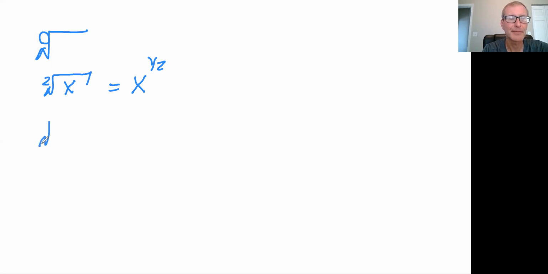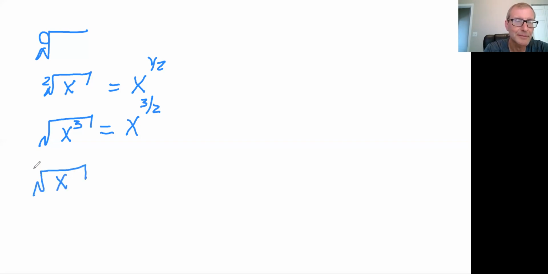Say you had the square root of x cubed. You could rewrite that as the 3 is on the top and that 2 goes on the bottom. So that would be x to the 3/2 power. And if you had something that looks like this with a 3 there, that implies a 1/3 root, or sometimes they call it the cube root. And so that would be x to the 1/3 power.